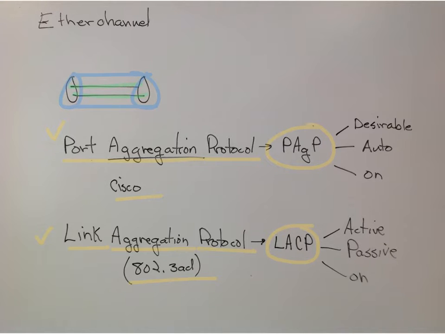For port aggregation, you can set it to desirable, auto, and on. The curriculum has how that works and which one goes where. Same thing here, you have active, passive, or just on. We can set them on so they build a bundle for sure, or you can set one side active, one passive, and they should create a link. Same thing here, one each, and they should create a link. If they're both auto, or both passive, they won't create a link.